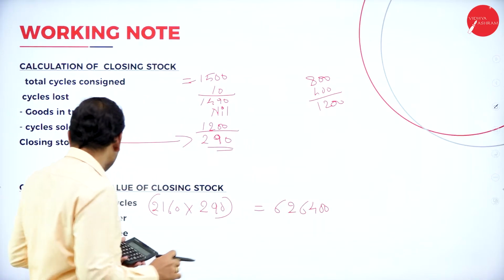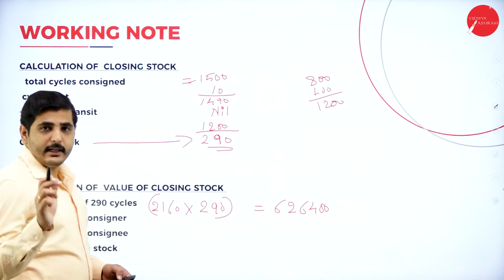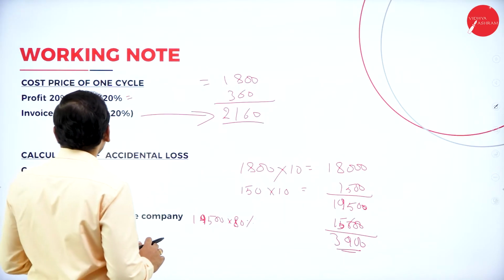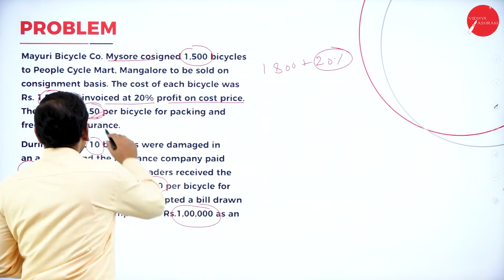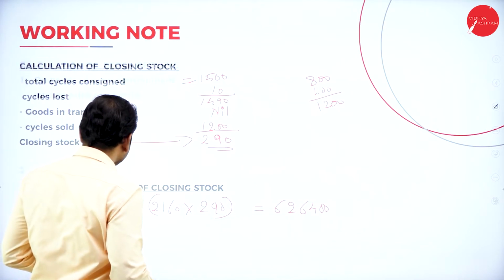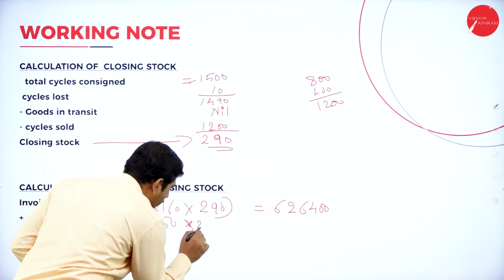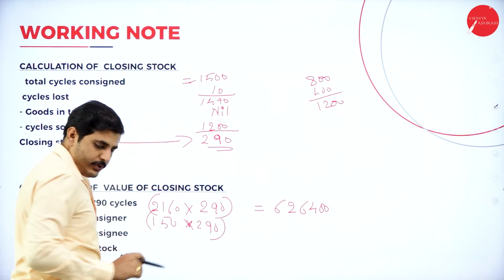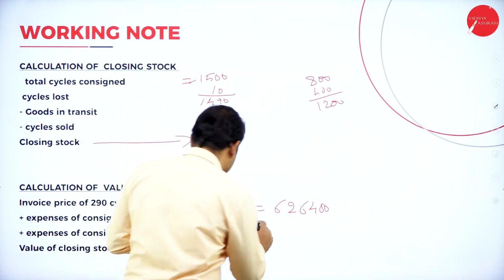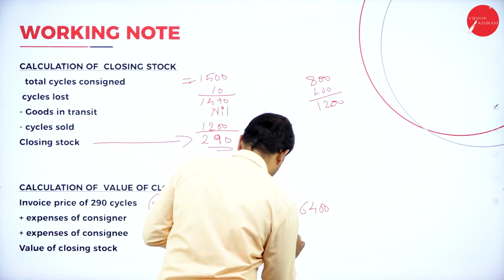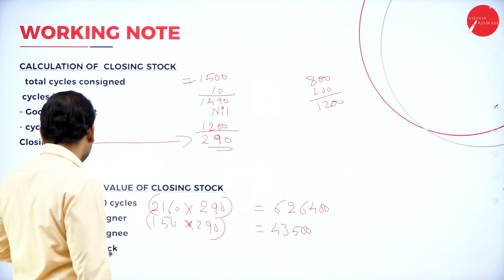Again, the expenses of consignor. Here, only take direct expenses, don't take indirect expenses. What is the expense of the consignor here? He has spent 150 rupees per bicycle. So 150 into 290 bicycles is 43,500. Again, expenses of consignee.